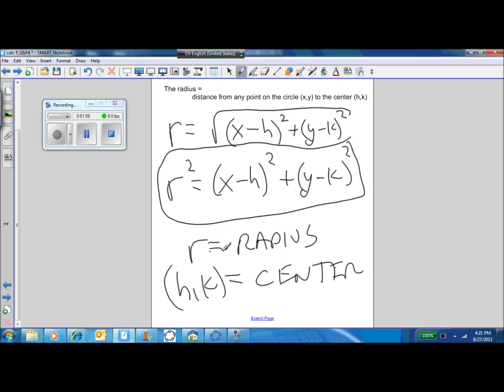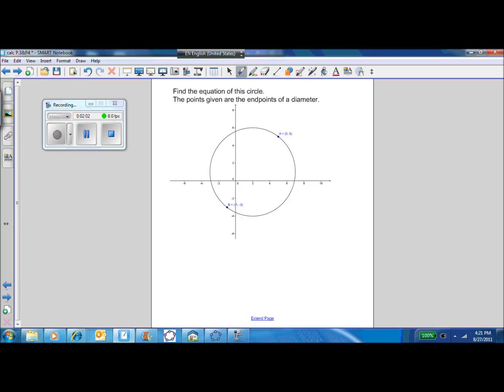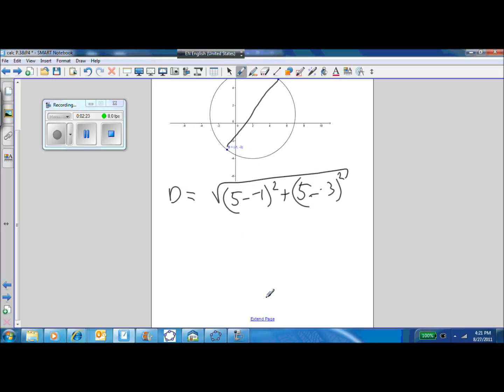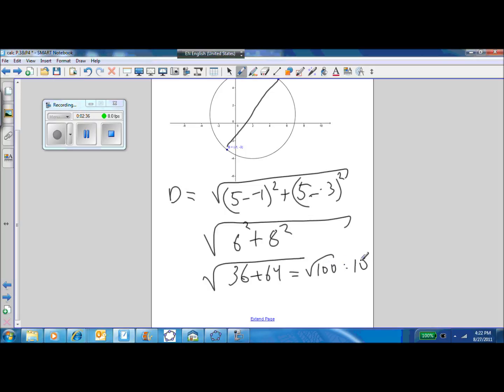And we can use that to write equations of circles, so let's try that on our next page here. Find the equation of the circle. The points given are the endpoints of the diameter. So from here to here, that's a diameter. We can use the distance formula here: (5 minus negative 1) squared plus (5 minus negative 3) squared. We get the square root of 6 squared plus 8 squared, square root of 36 plus 64, square root of 100, that's 10. So that means the radius is half the diameter, so that's equal to 5.